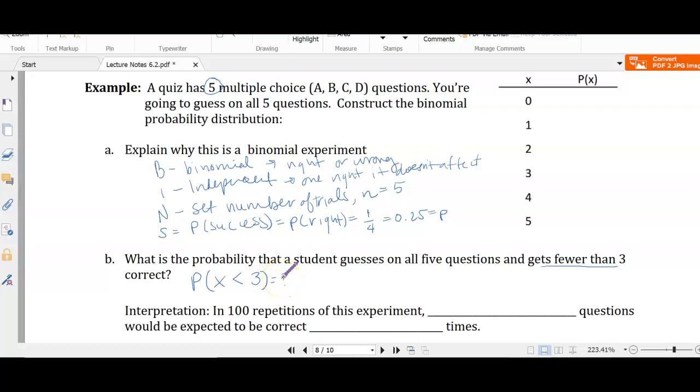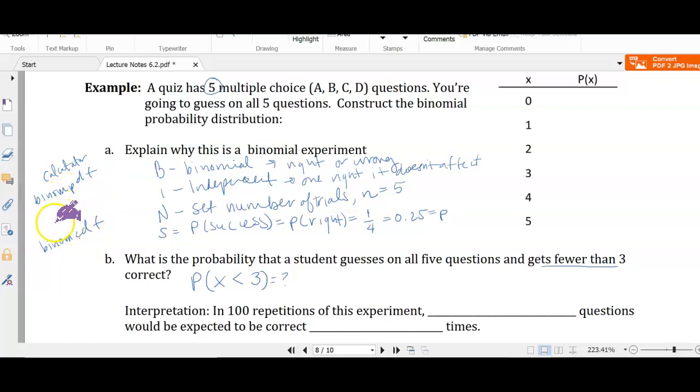We want to know what that answer is. We have a formula that we can use to figure these things out, but we're going to be using our calculator function. On your calculator, you have two functions, binom PDF and binom CDF. All that's different here is P and C.